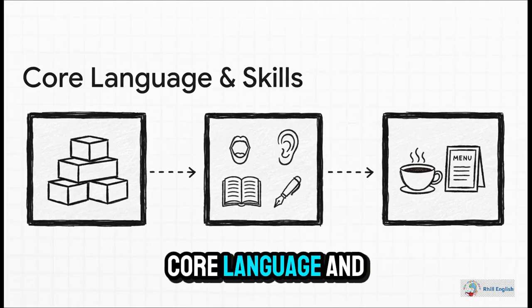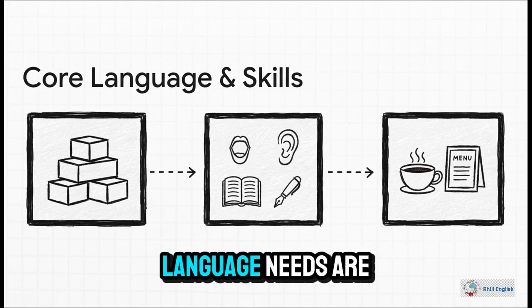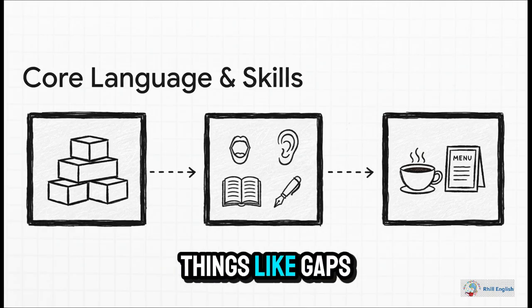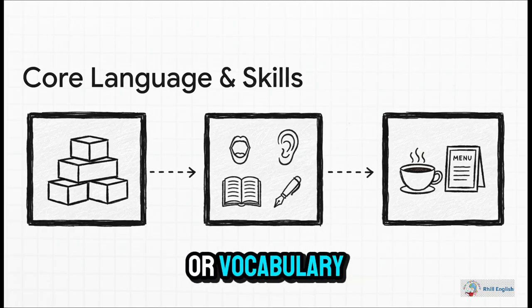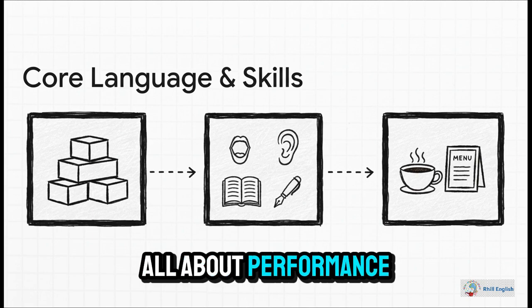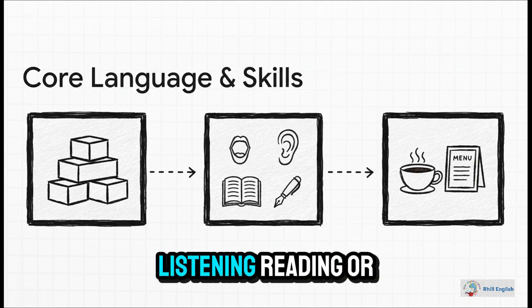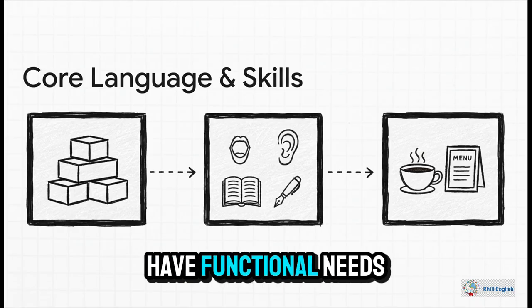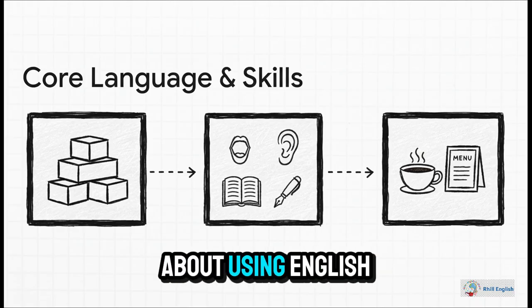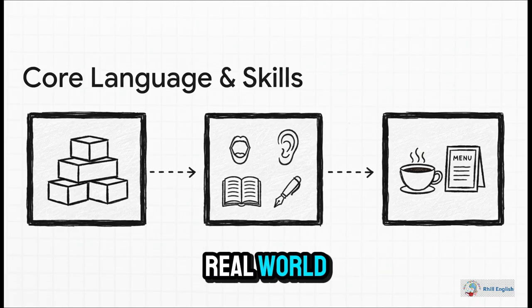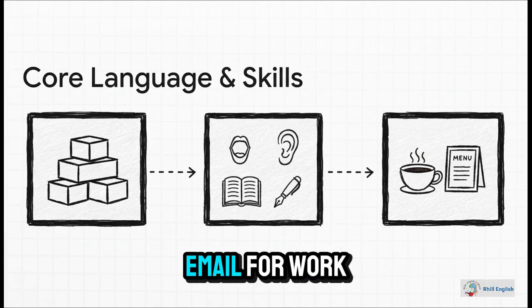First up, the core language and skills needs. Language needs are the building blocks, things like gaps in their grammar or vocabulary. Skill needs are all about performance. Are they struggling with speaking, listening, reading, or writing? And then you have functional needs, which is all about using English to get something done in the real world, like ordering food or writing an email for work.